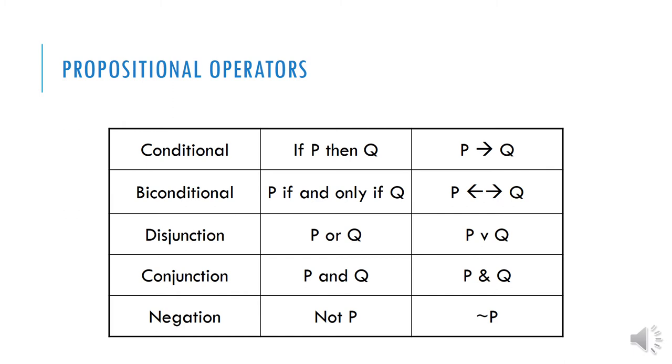The next symbol for the disjunction is a V, and it represents OR statements. So if I'm using OR to connect two simple propositions, P or Q, I can write that PVQ.